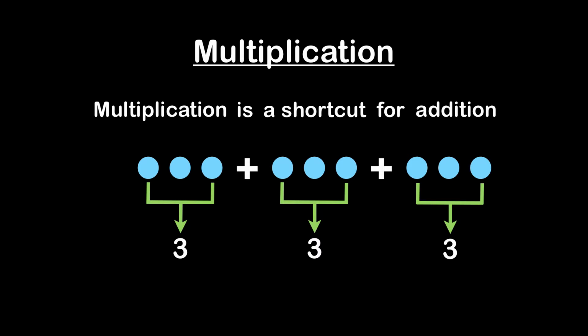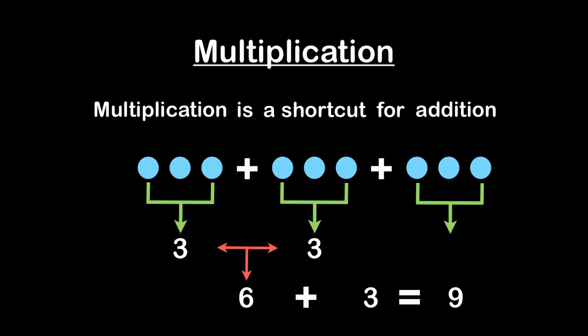So let's add these three groups. 3 plus 3 is going to give us 6. And we have 3 at the end to add to our 6. So let's bring it down and we add 3 plus 6, which is going to give us 9. And if that's a bit confusing, you can simply pause the video and count the blue circles one by one, and you'll see we have a total of 9. So that was the long way to find out how much we have in total through addition.